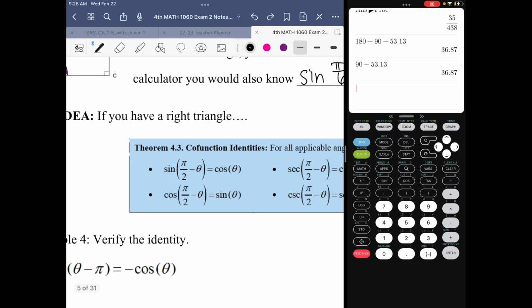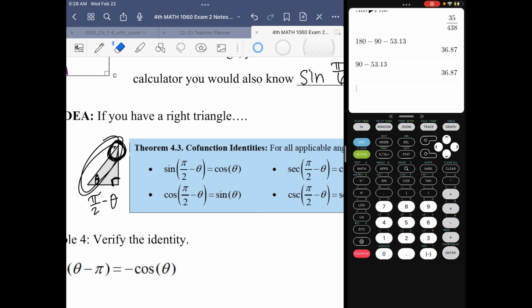Okay, if you already have pi halves taken up by the right angle, then the angle that's left over is pi halves minus the other angle, right? So this one is already pi halves. That pi halves is already gone. These two together can give us pi halves. And if we know that this one's theta, pi halves minus theta would give us this one. Okay? And what these are stating is that the sine of one of those angles is equal to the cosine of the opposite one. Or vice versa. The cosine of one of them is equal to the sine of the other.